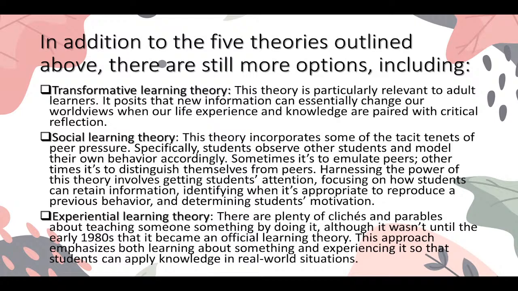Second one is social learning theory. This theory incorporates some of the tenets of peer pressure. Especially students observe other students and model their own behavior accordingly. Sometimes it's to emulate peers, other times is to distinguish themselves from peers. The power of this theory involves getting student attention, focusing on how students can retain information, identifying what's appropriate to reproduce in previous behavior, and determining student motivation.